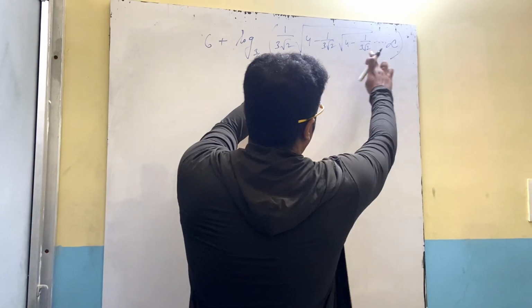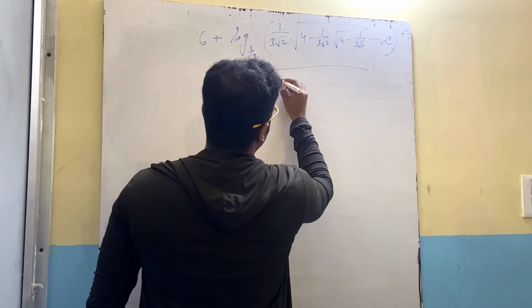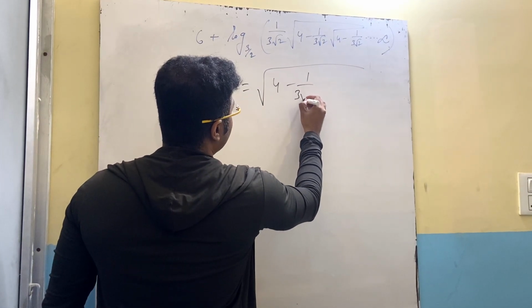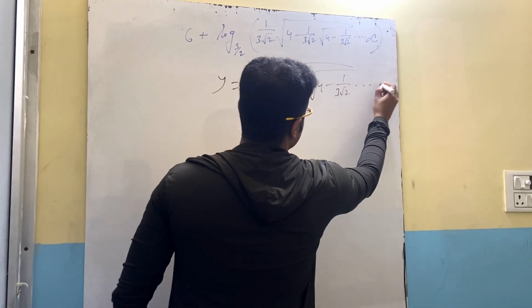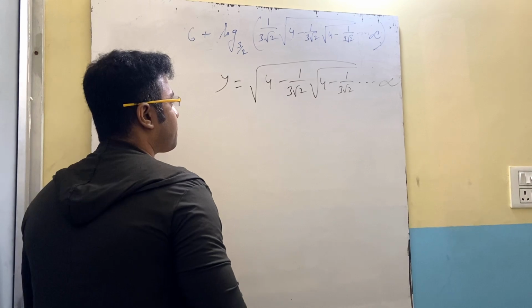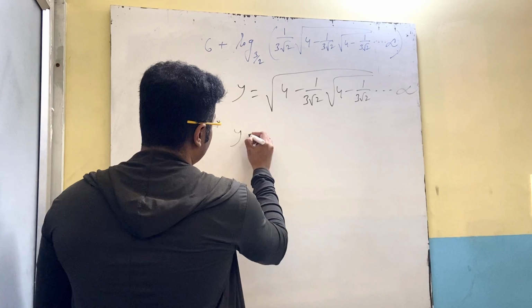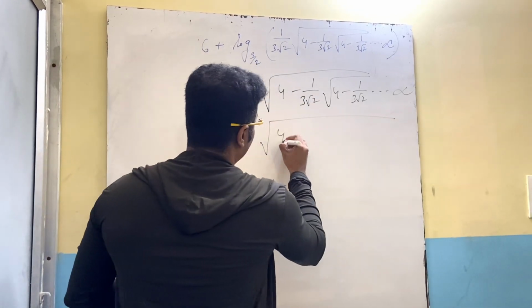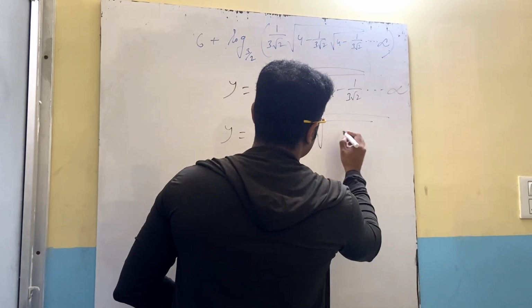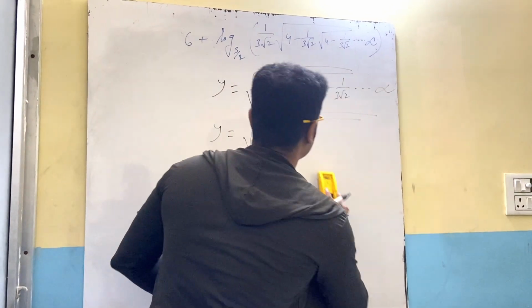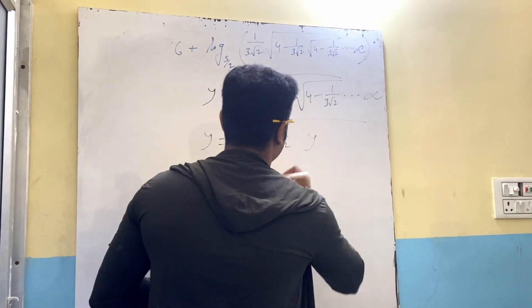This is the under root part, right, which is continuing. So let's assume y equal to 4 minus 1 by 3 root 2, and then again under root 4 minus 1 by 3 root 2, which is continuing up to infinity. Okay. Now instead of this also I can write 4 minus 1 by 3 root 2 under root, this is continuing. See, this is the same thing continuing till infinity. So instead of this I can write y.